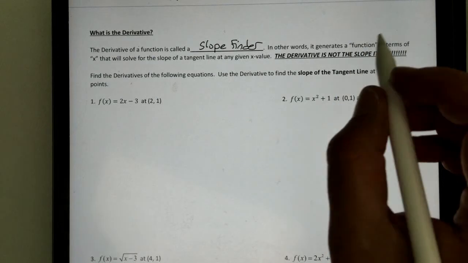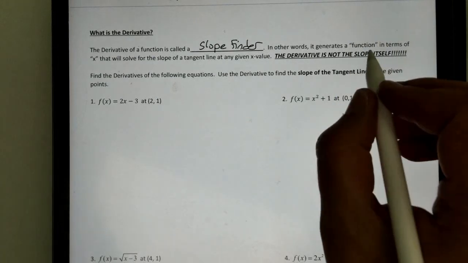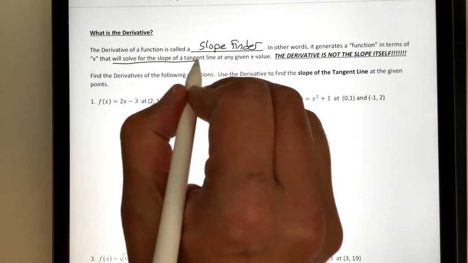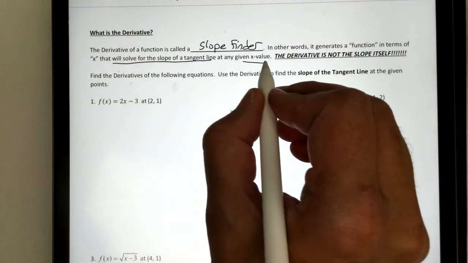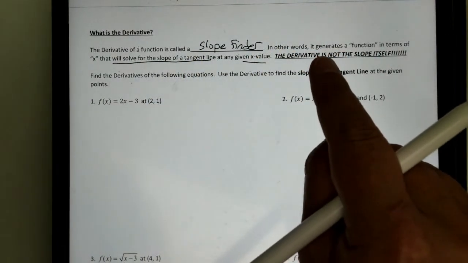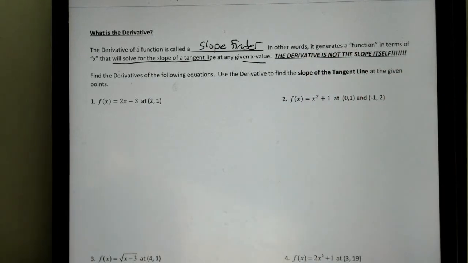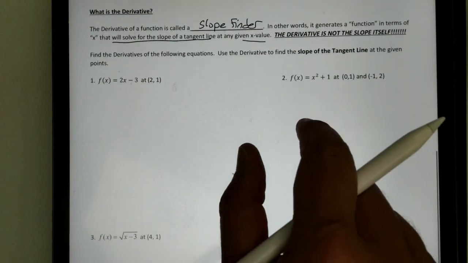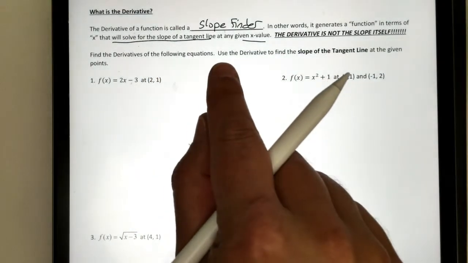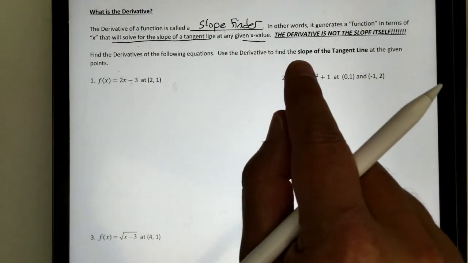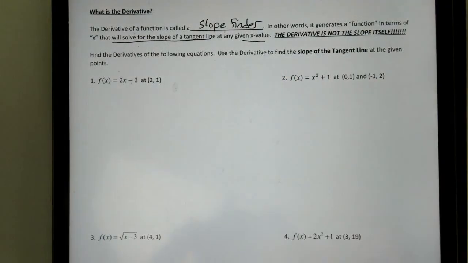In other words, it's going to generate a function in terms of x that will solve for the slope of a tangent line at any given x. Be careful. The derivative is not the slope itself. We're going to talk about that later on when we get to tangent lines more. So we want to find the derivatives for the following equations. Use the derivatives to find the slope of a tangent line at the given point.